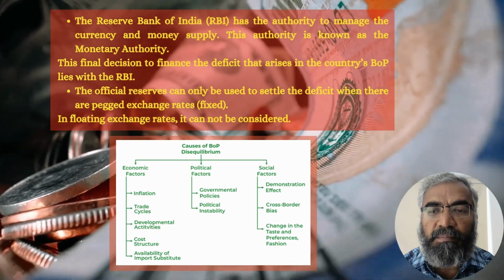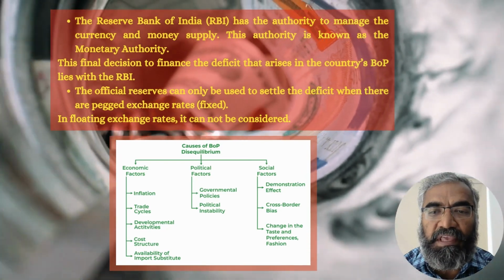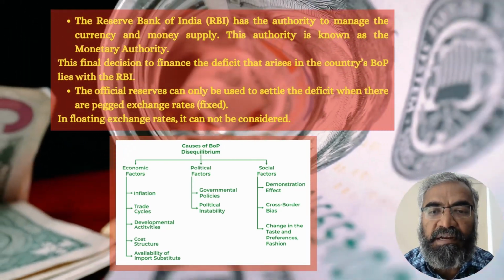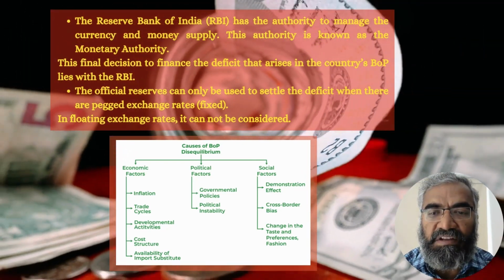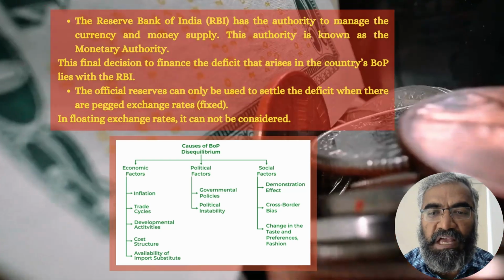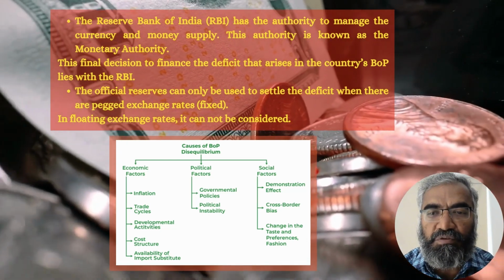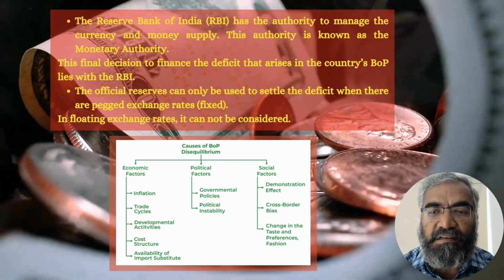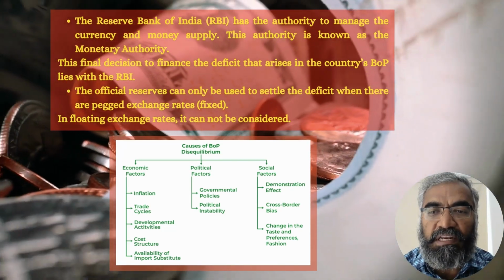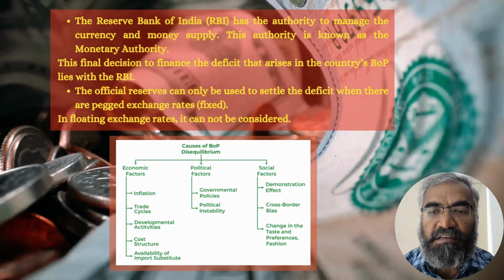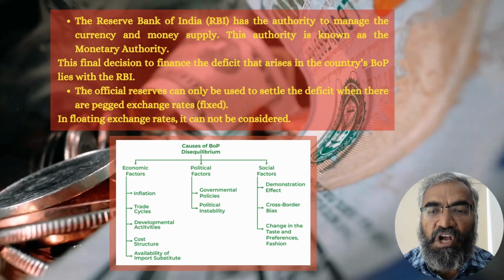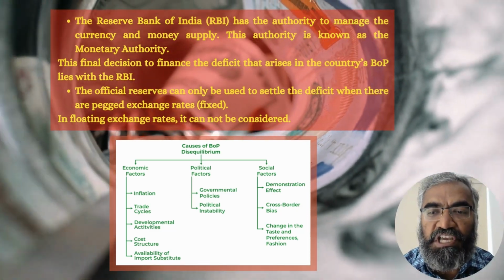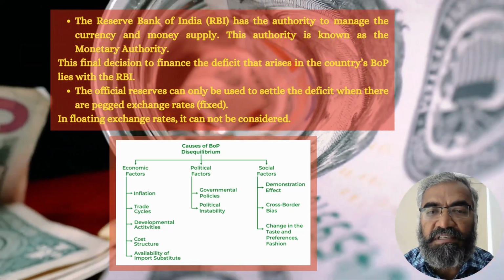Causes for BOP disequilibrium: economic factors, such as inflation, trade cycles, development activities, cost structure, availability of import substitutes. In political factors, government policies and political instability. In social factors, demonstration effect, cross-border bias, change in taste and preferences, and fashion.